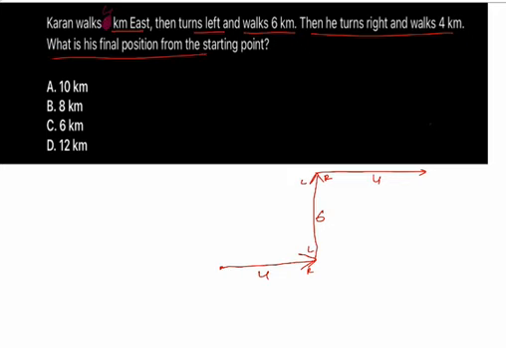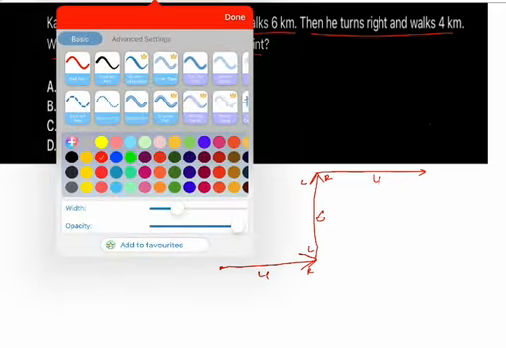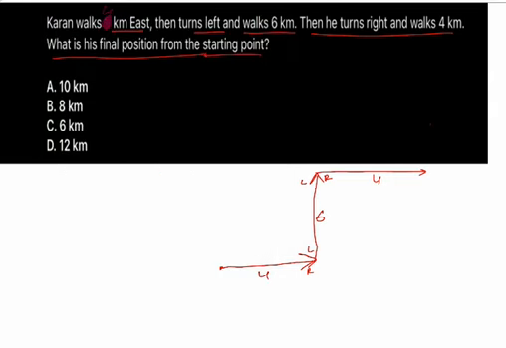What is his final position from his starting point? It is a very important question, and the examiner may focus on this type of questions. Find out the shortest distance. 4, 6, and 4, 14 kilometers is the longest. Find out the shortest distance.